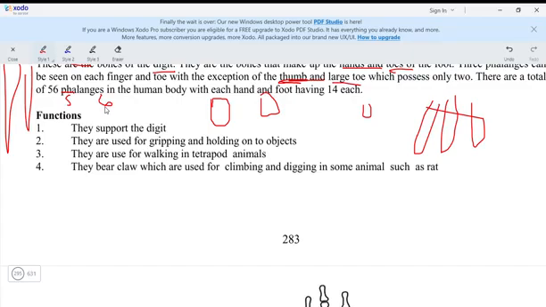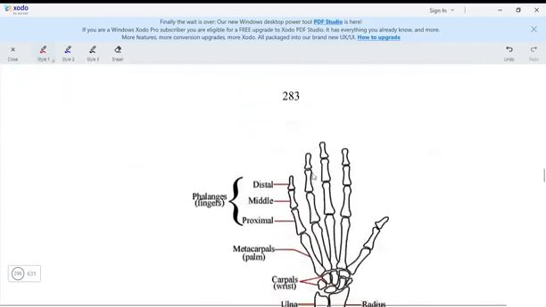They support the digits, that means they support our fingers. You can use them to grip, maybe you want to grip something or hold on to something. Or if you want to walk, especially for tetrapod animals, you make use of the phalanges. They bear claws. That's where the claws of birds are found. If you want to climb or dig, like rats, they have phalanges to help them.